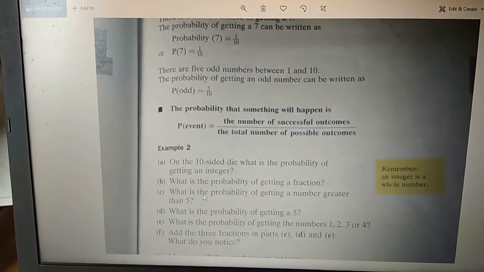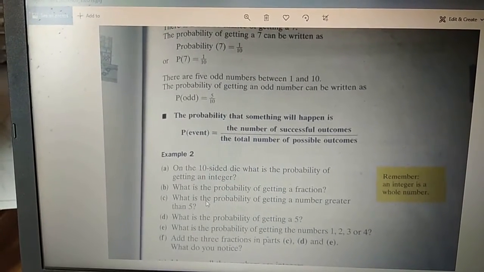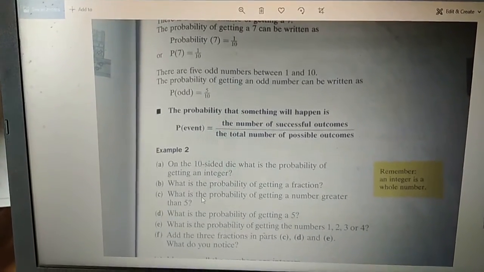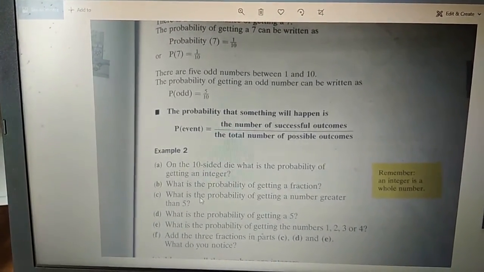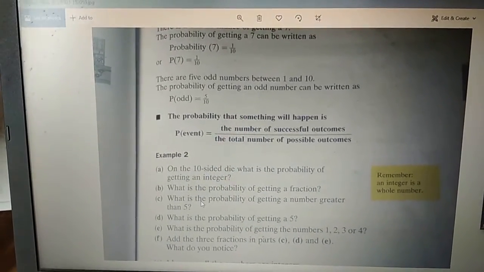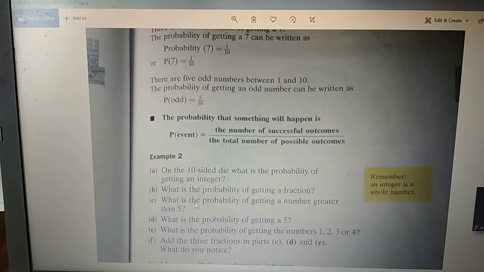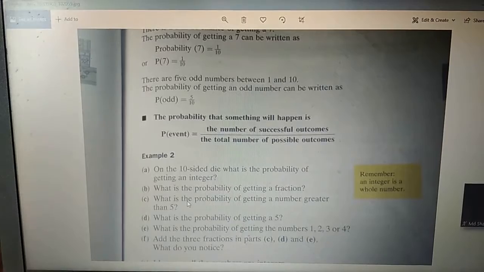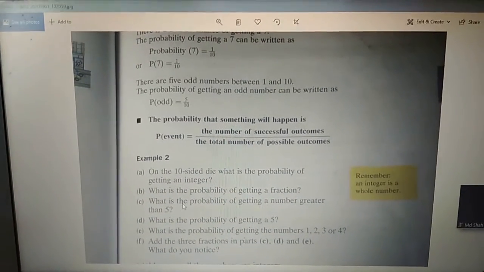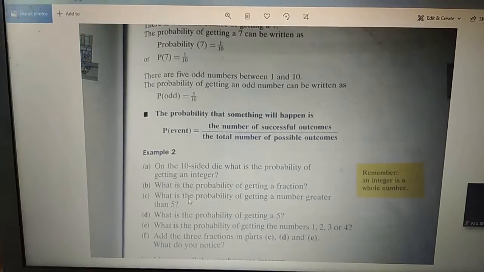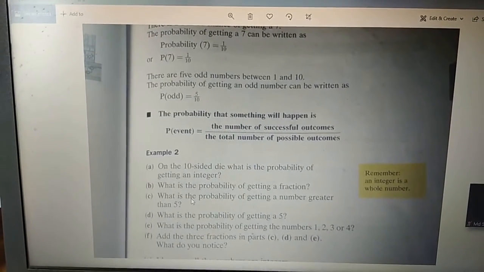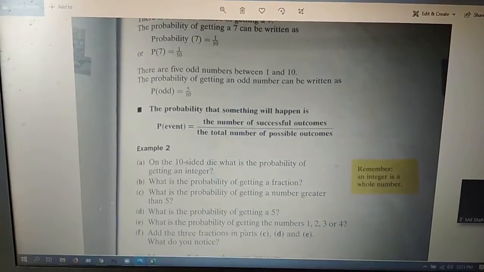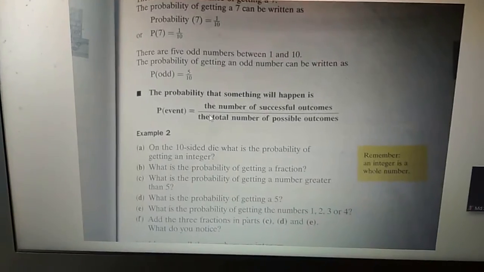And the successful means in how many ways we have been able to make that thing happen. Suppose we are just rolling a dice. There are total 6 possibilities. Maybe you will get 6, or maybe you will get 1, whatever, but you will have 1 successful outcome. So P of the event is equal to the number of successful outcomes divided by the total number of possible outcomes. Out of total possible outcomes, what is your successful outcome? That is basically the probability.